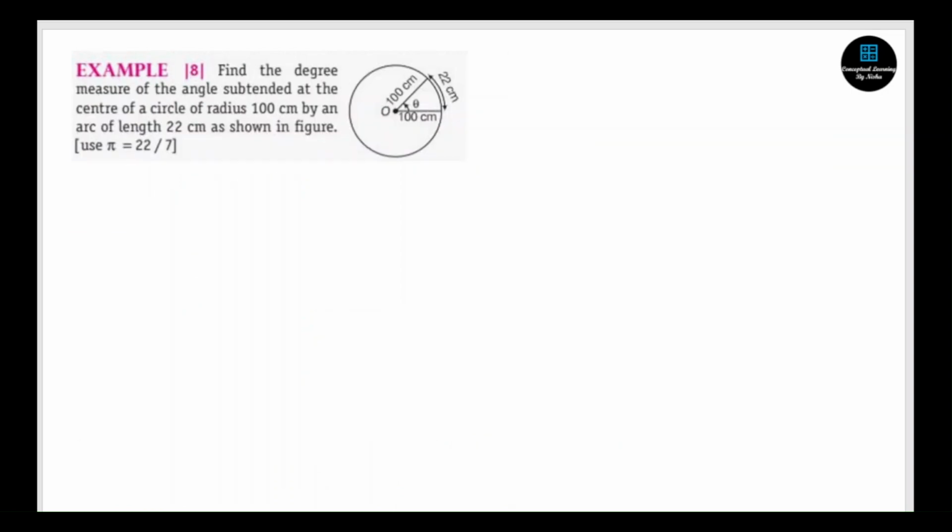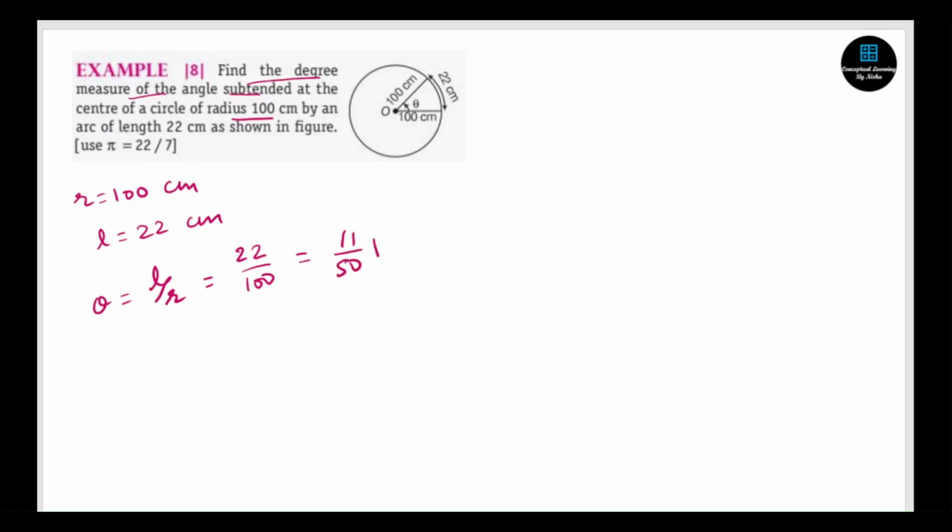Now here we have to find the degree measure of the angle subtended at the center. Radius is given as 100 centimeter, and the arc length is given as 22 centimeter. So we have to find theta. Now theta is equal to L upon R. So let's substitute this value. We'll get 22 over 100, right? This is 11 over 50 radian.